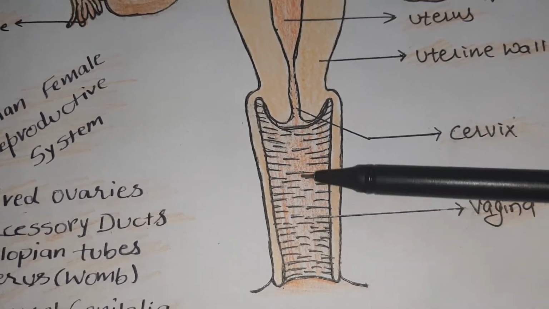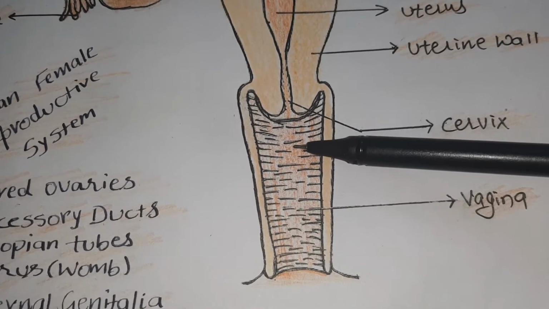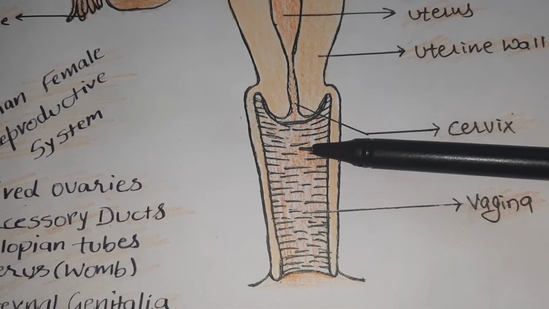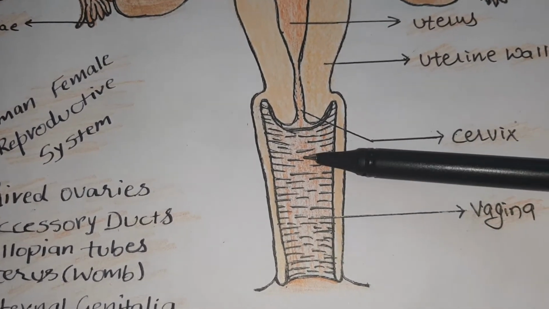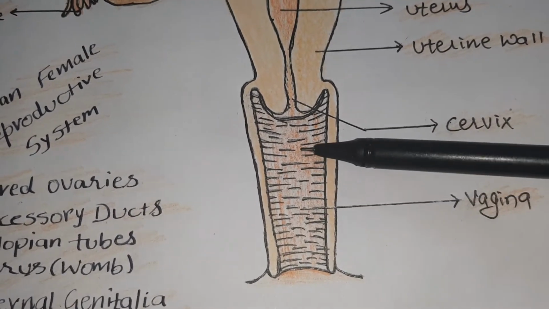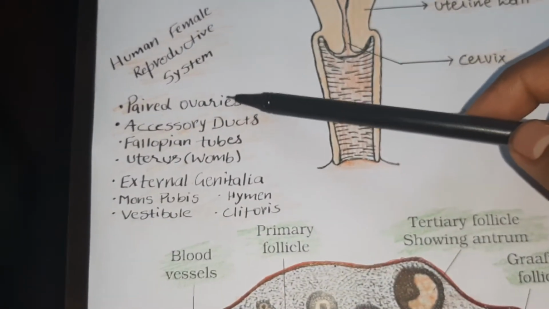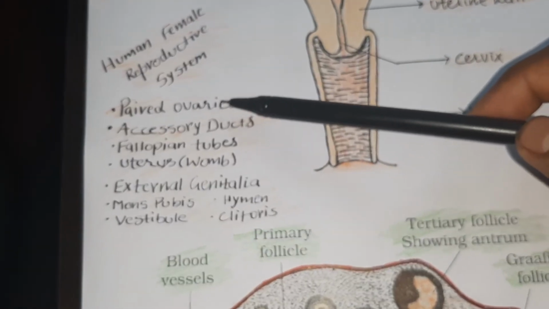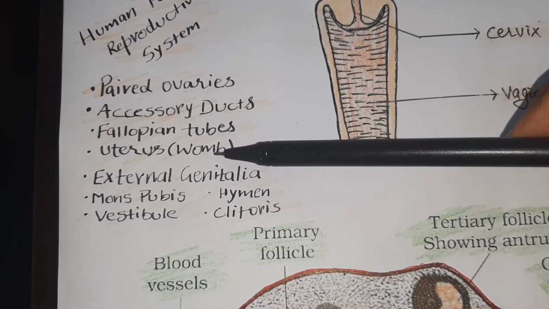Same in case of females, in the vagina there are Bartholin's glands. I'm repeating, Bartholin's glands, which lubricate the vagina as well as provide alkalinity in the vagina. Now, we have discussed till now about the ovaries. Accessory ducts consist of fallopian tubes and uterus.